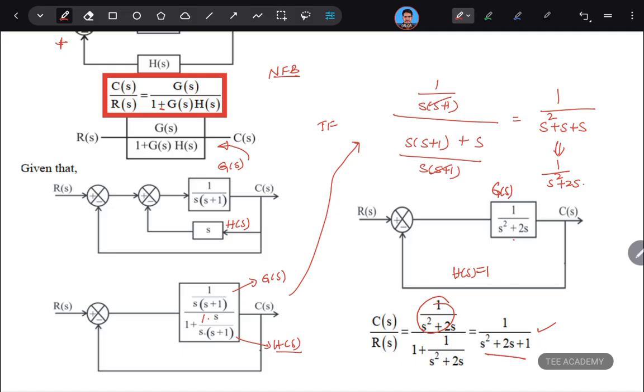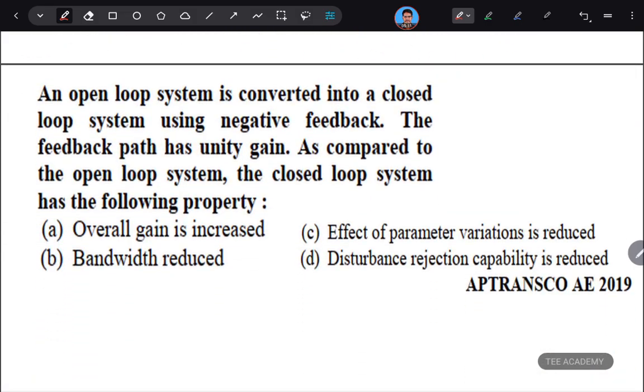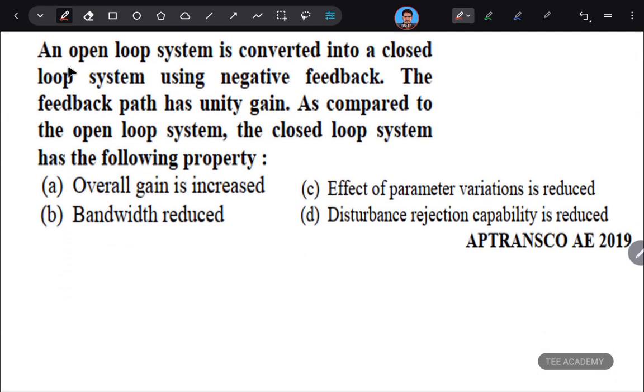Okay friends, so let's move to the next question here. The question is: an open loop system is converted into a closed loop system having a negative feedback. The feedback path has a unity gain. As compared to open loop system, the closed loop system has which property?